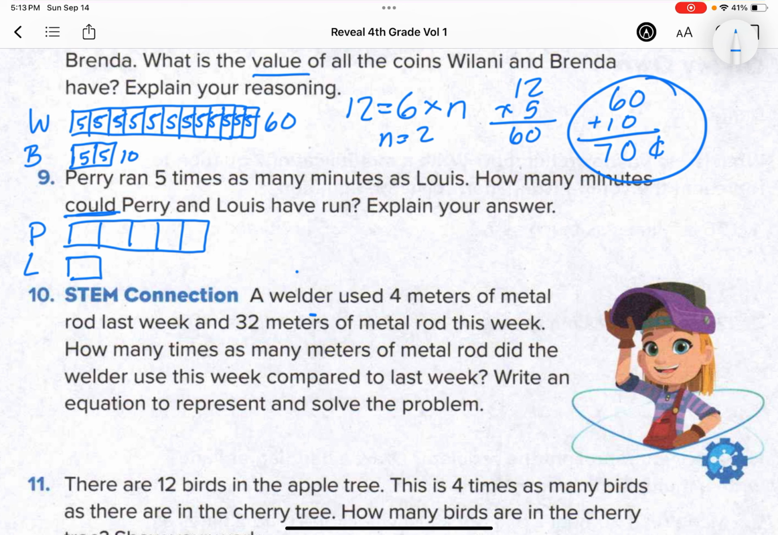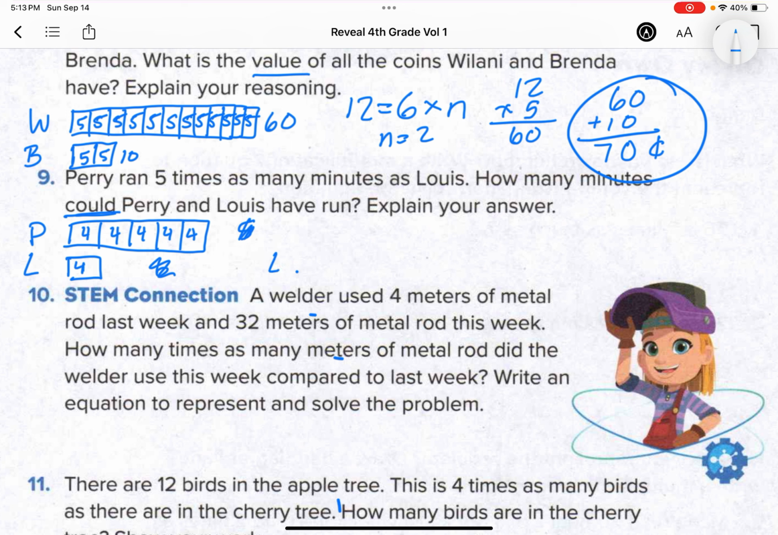So we could have said Perry ran 5 minutes, and then Lois only ran 1 minute. So together, we'd have 5 and 6. It could have also been something different. We could have said, well, maybe Perry ran 4 minutes for each section, and then Lewis only ran 4 minutes total. So what would it be this time?